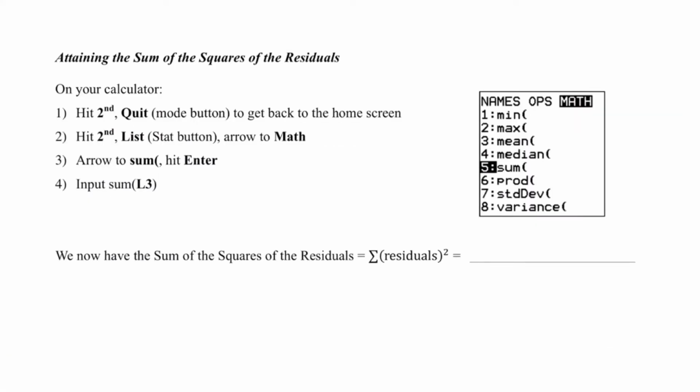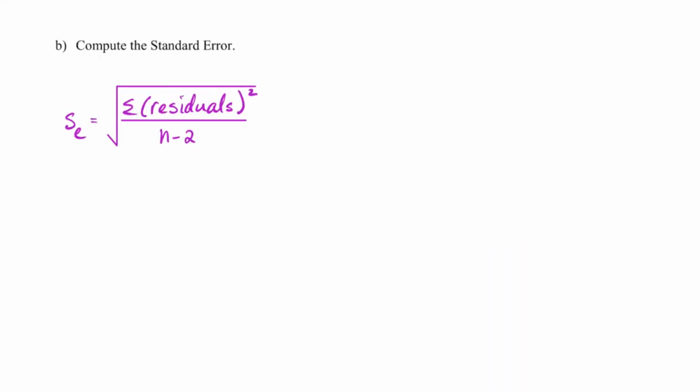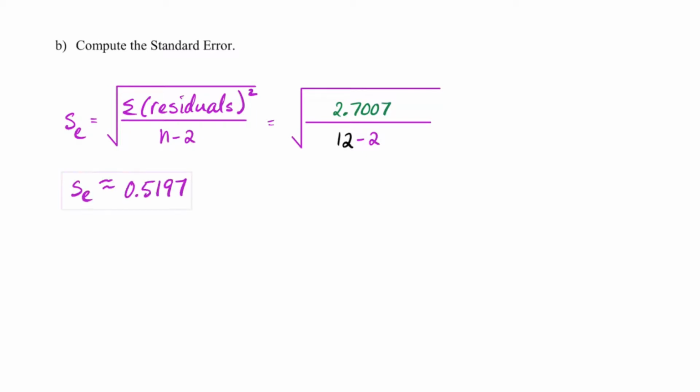Heading back to the notes, just to repeat, we found the sum to be approximately 2.7007, and that means we can go back to our formula and substitute our 2.7007 in for the sum of the squared residuals. Substituting our value of 12 for n as well, since we have 12 pairs of data. Remember, it's the pairs of data, not just each individual piece of data we have. And that means we get a standard error of approximately 0.5197.